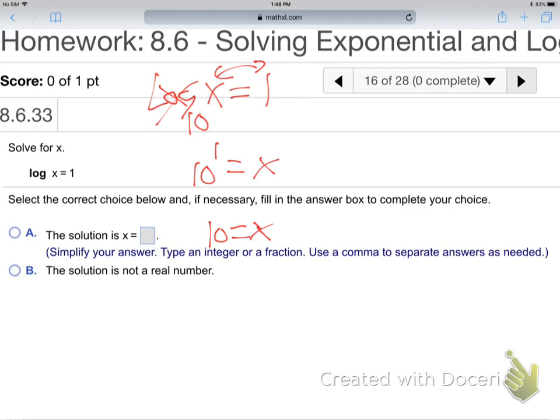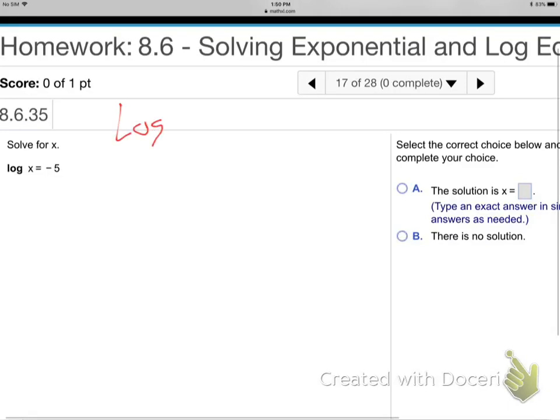We good? Questions? So log x is -5. So what's the base really? 10. Lose the log. Base stays the base. Other two switch. Set of 10 to the x. It's 10 to the -5. X goes over there. And what's a negative power do?